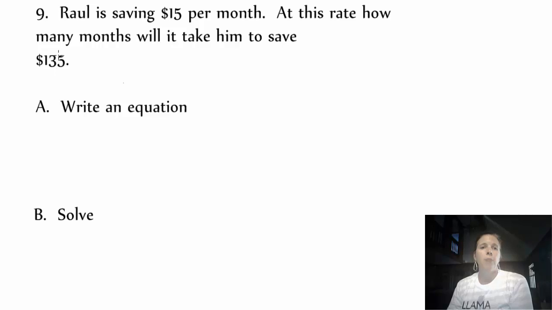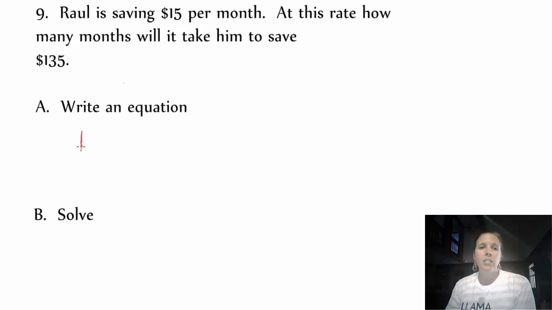Last problem. It's a word problem. Raul is saving $15 per month. At this rate, how many months will it take him to save $135? So first we have to write an equation. Most of you can probably just figure this out quickly. Okay, if you do, think, how did I do it? Did I multiply or divide? Well, to solve it, you divided. So the equation is going to be multiply.